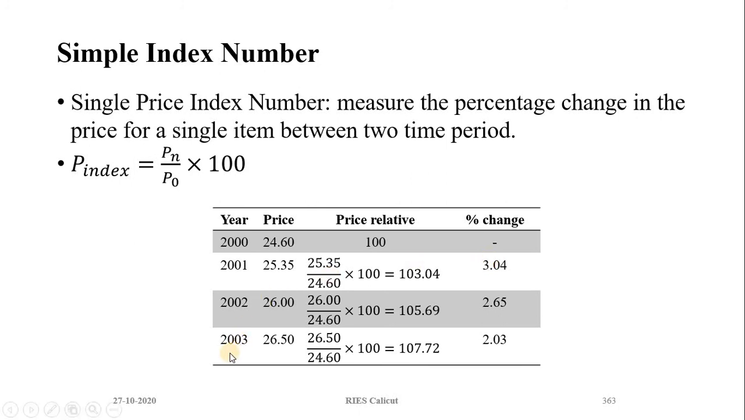Again, if you take 2003, 26.50 divided by 24.60 into 100 is 107.72. Okay, so this price compared to 2000 has increased by 7%, whereas compared to just the previous year, it has increased only by 2.03%. Okay, yes. So this is what is called a single price index number.